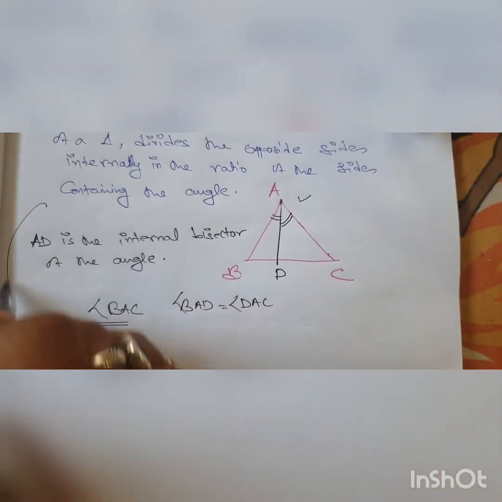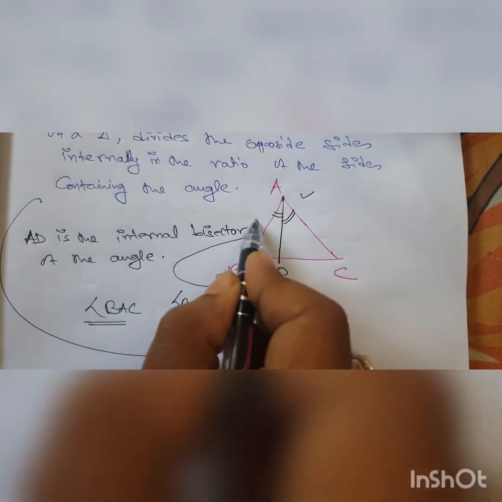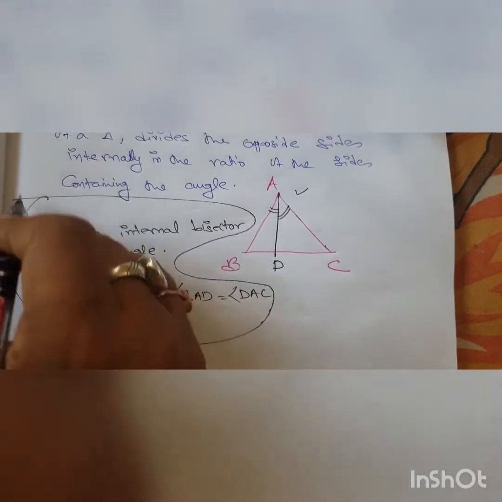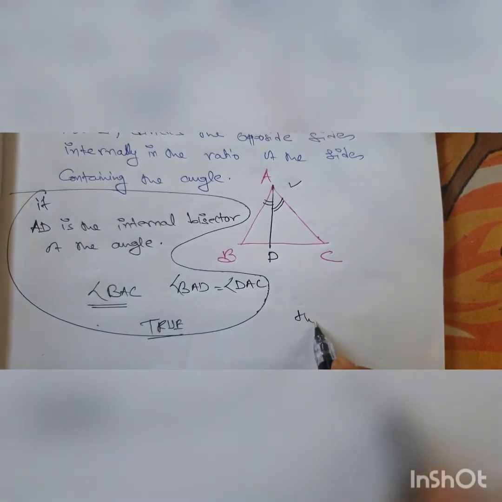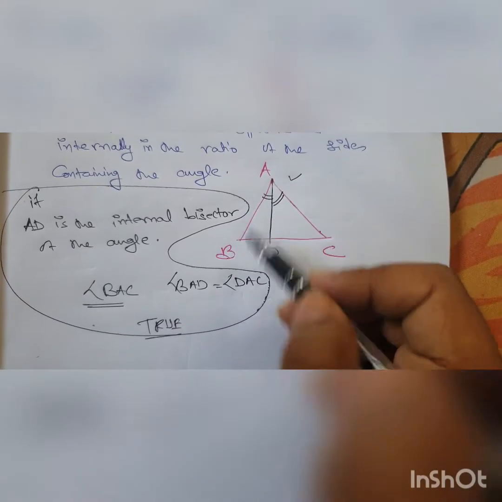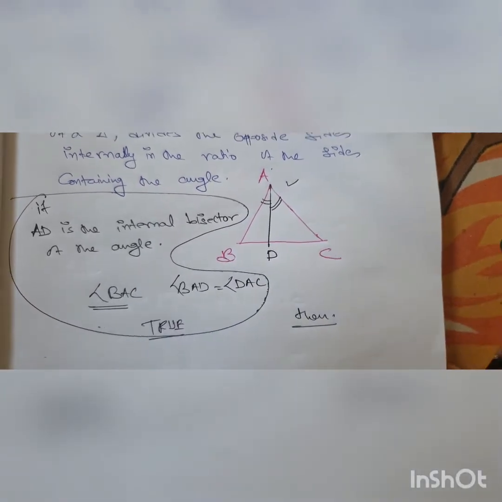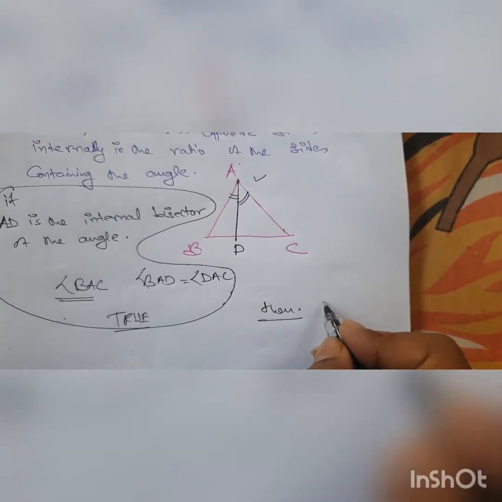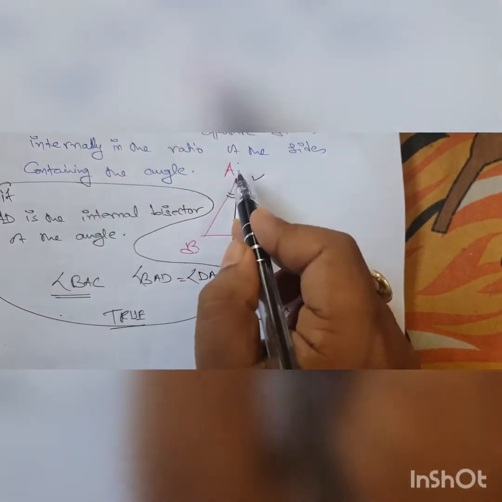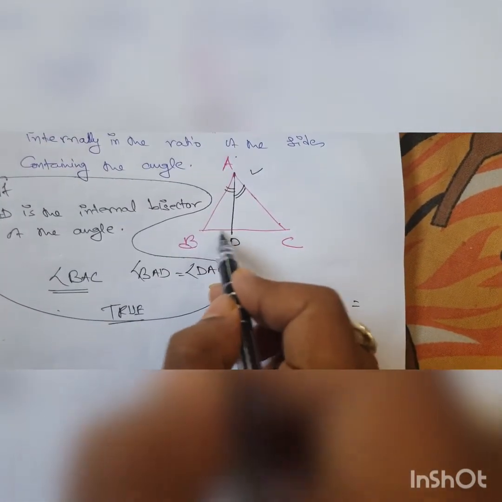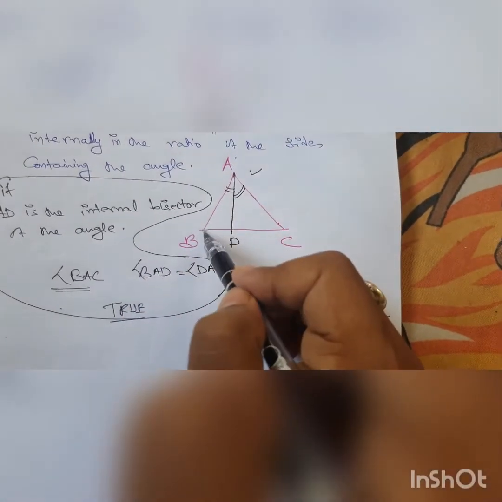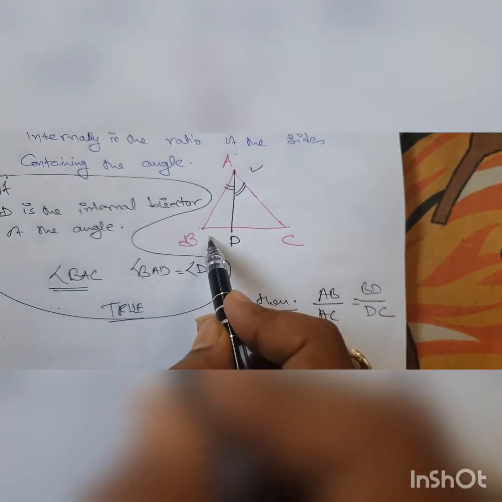If this is true, if this happens, then we can always say, if it is given to us that AD is the internal bisector of angle BAC, then we can always say that AB by AC is equal to BD by DC. In the side of AB we have BD, so BD by DC.